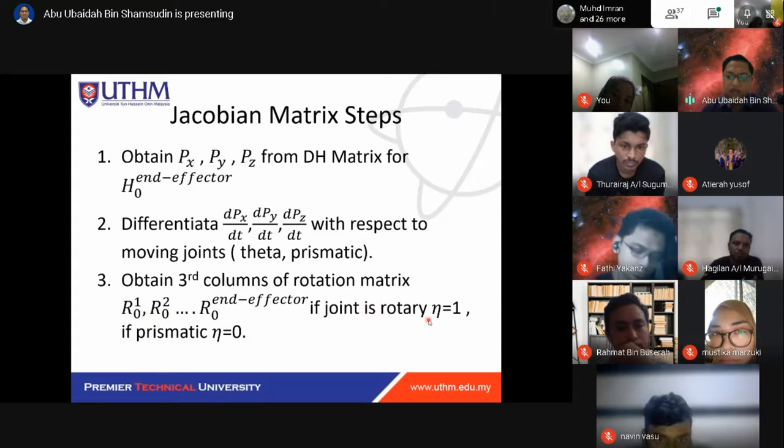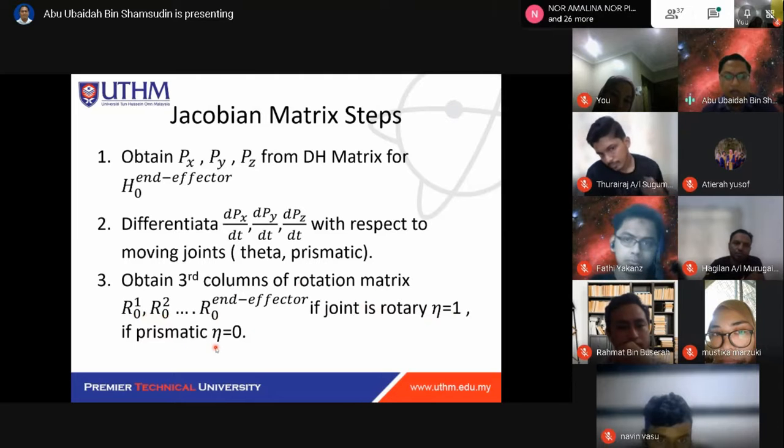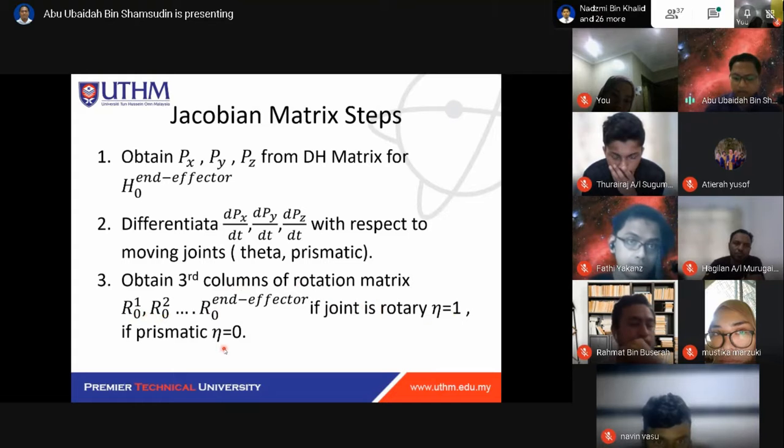If the joint is rotary, the sigma will become 1. If the joint is prismatic, the sigma will become 0. So that's all for the Jacobian matrix. So there are 3 steps to get the Jacobian matrix.